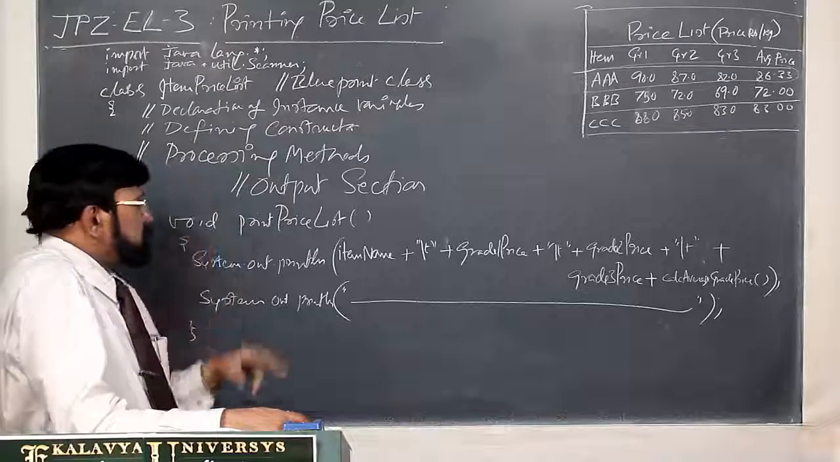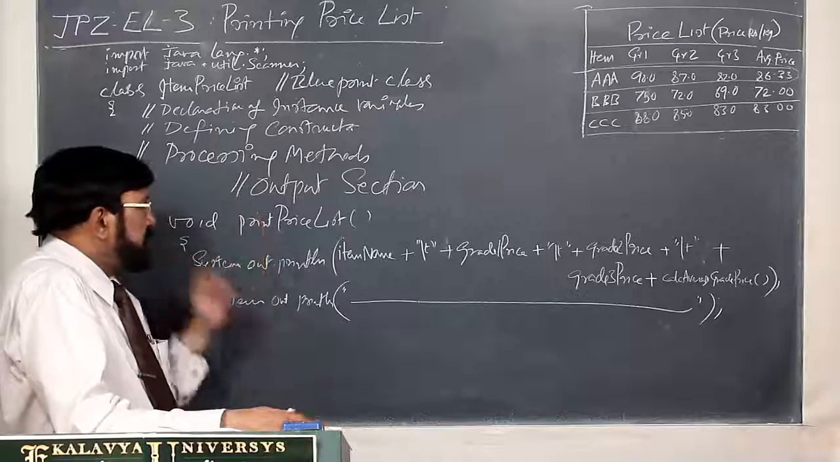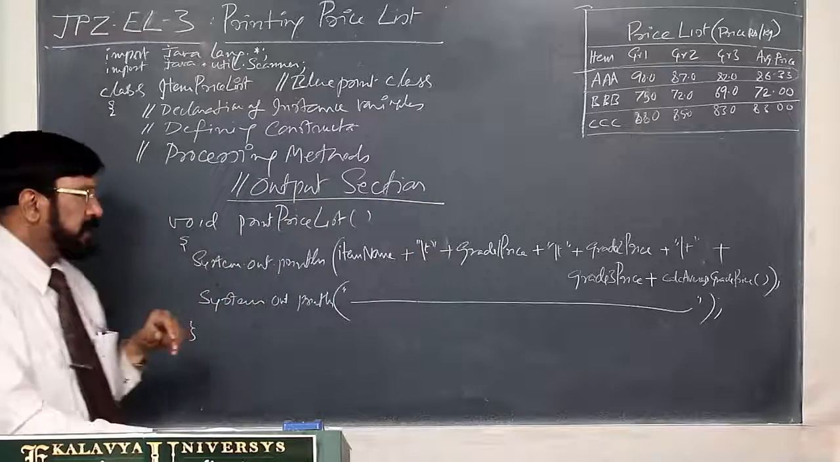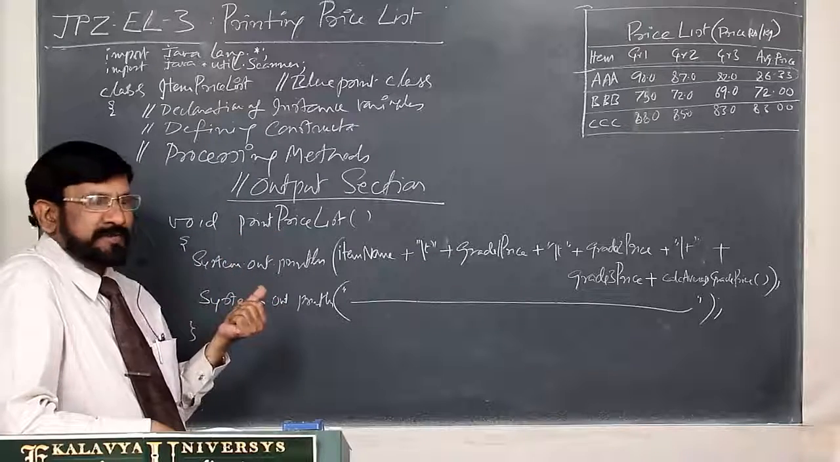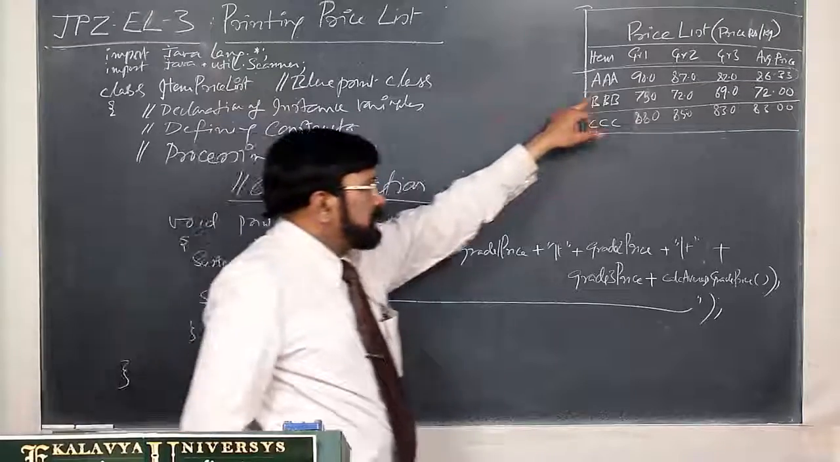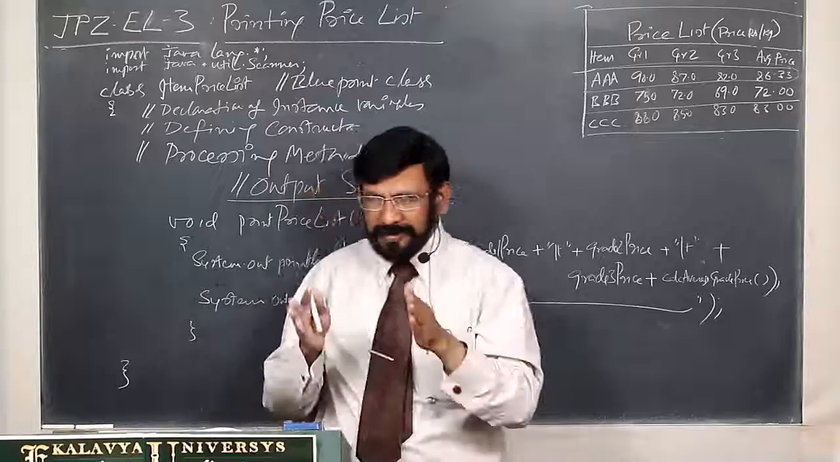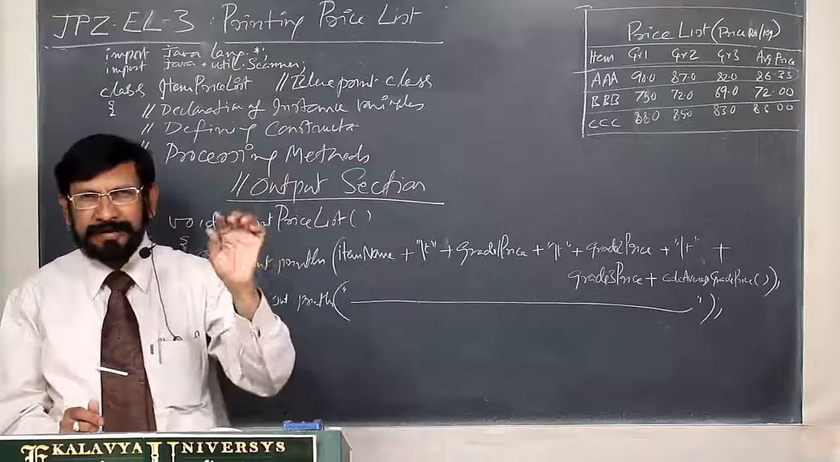Third one is processing methods, one static method and one instance method, which I declared. Finally, the fourth section, the output section. In this, for printing the price list, we have to write an appropriate method to print one row. Assume that the client asked for one object, one item.